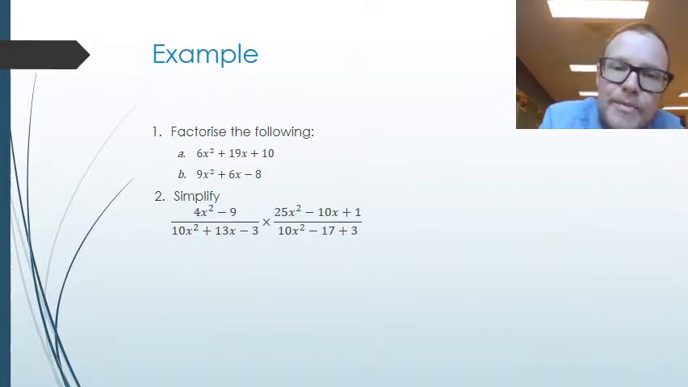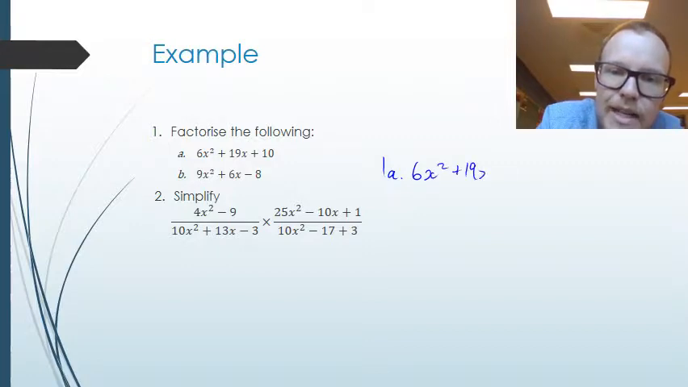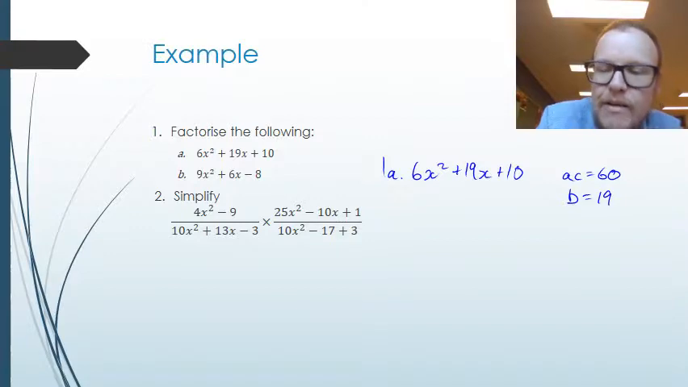So let's look at some examples now. So 1a, we've got 6x squared plus 19x plus 10. Now off to the side here I can write AC is equal to 60 and B is equal to 19. Now we can list all of the factors of 60.